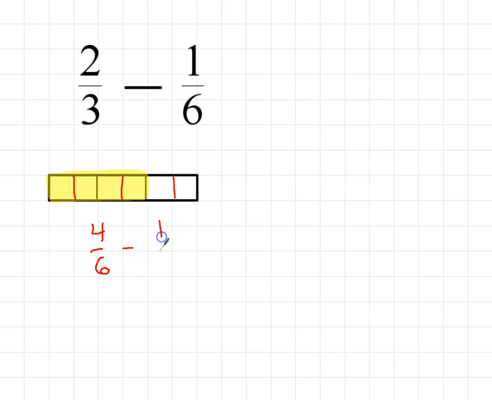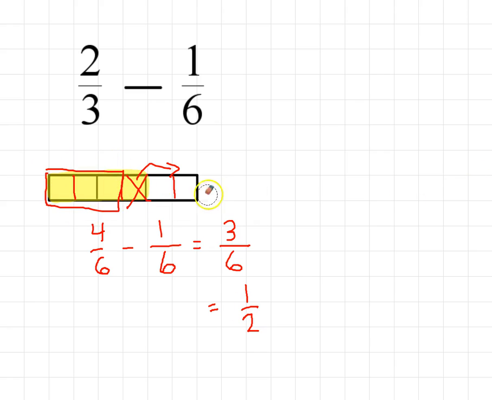And I'm removing 1 of those 6ths, which then leaves me with 3 of the 6ths. I'm going to get rid of this one. This one goes away. And what am I left with? I'm left with this much here, which is 3/6. And if you reduce 3/6, that is going to equal 1/2. In fact, let's erase this. I'm left with 3/6 here. Well, this ends up being half.